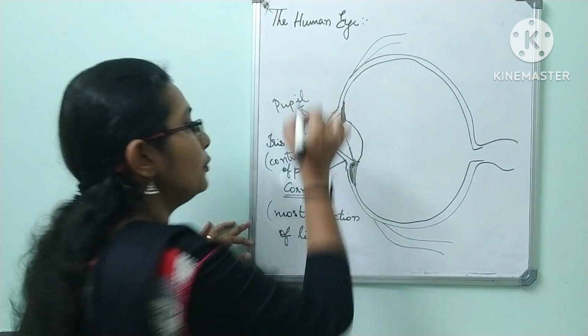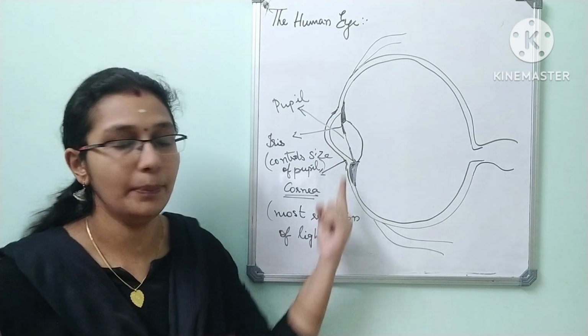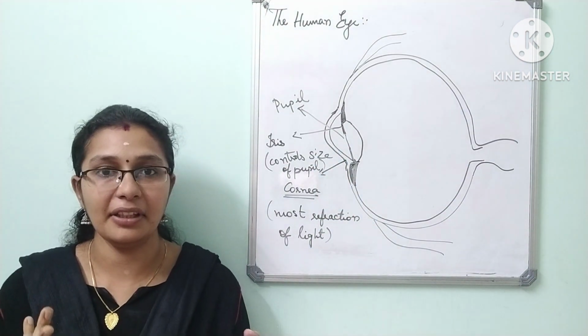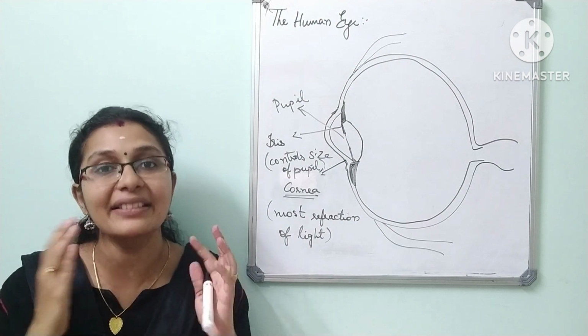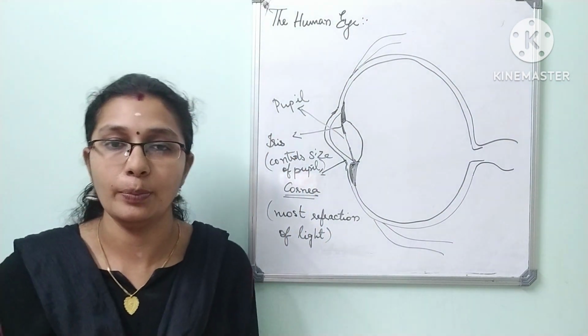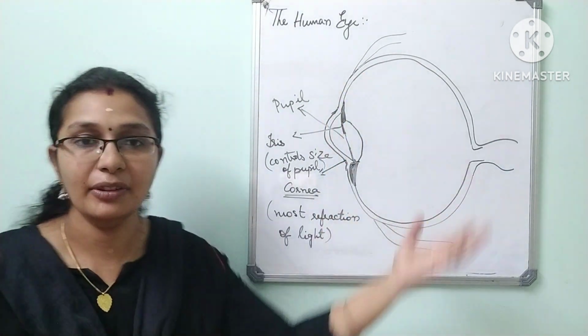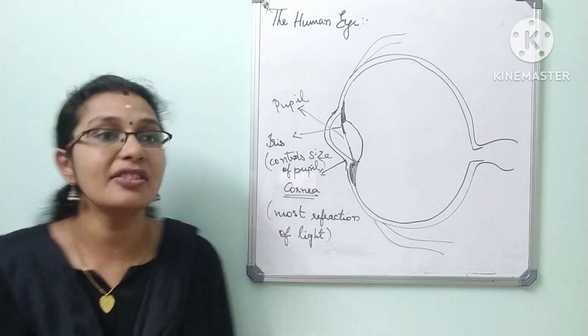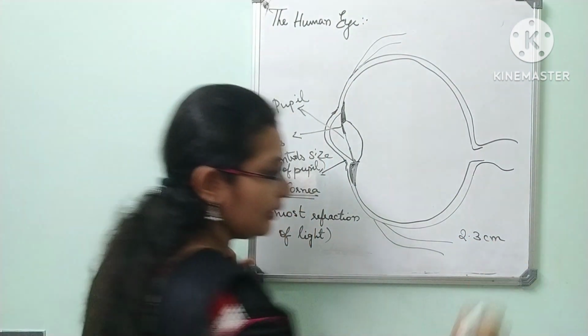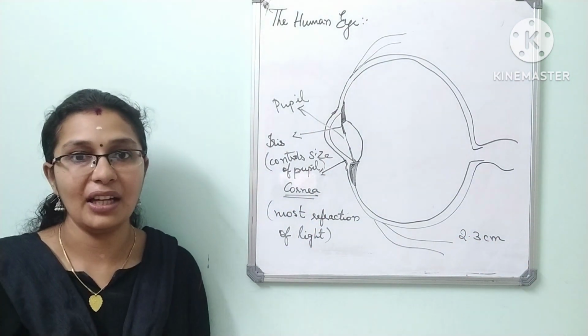So this part is nothing but the pupil. This pupil adjusts the amount of light entering the eye. Okay, so how much light should enter the eye is decided by this pupil. And we have the eyeball, whose diameter is 2.3 centimeter. That is its size.